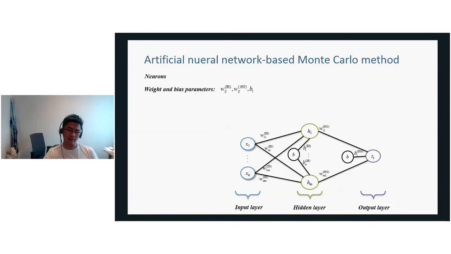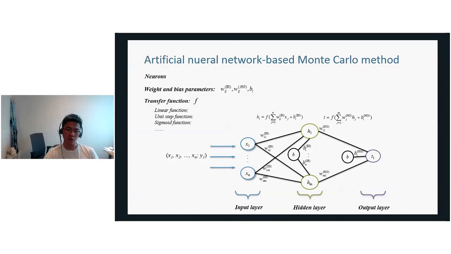The layers are connected by the weights and bias parameters. As the input layer receives training data, the values in the neurons in the hidden layer can be calculated using the transfer functions. Here we use f to refer to the transfer functions, omega and b are the weights and bias parameters, and x_j is the values transmitted from the input layer. There are different kinds of transfer functions, like a linear function, unit step function, or sigmoidal function. The output of the neurons in the output layer can also be calculated in a similar way.